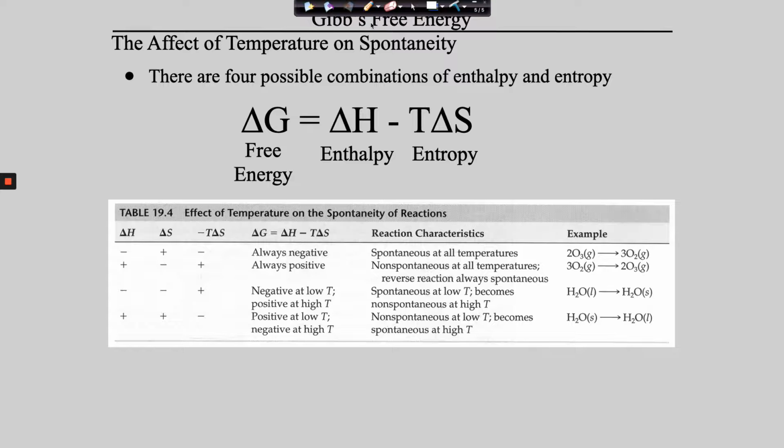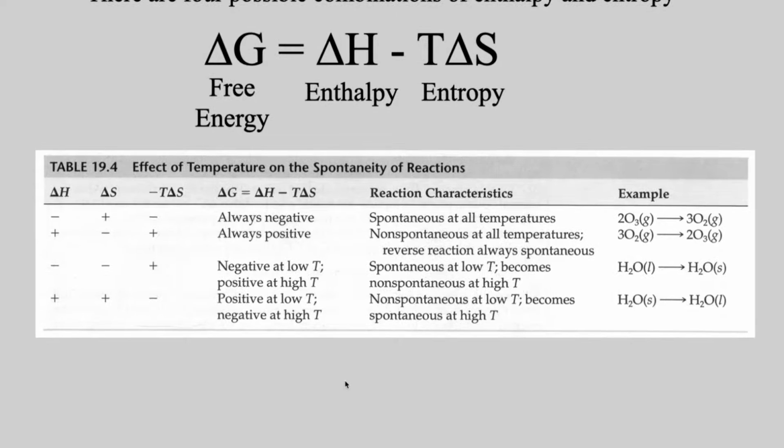Does it make sense? So guys, this is a summary of everything that we just talked about. So let's look. Join me. Negative delta H, does that favor spontaneity? Yeah. Positive delta S, does that favor spontaneity? Yeah. So the delta G values will always be negative, and this will be spontaneous at all temperatures.